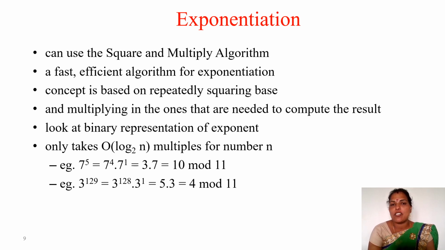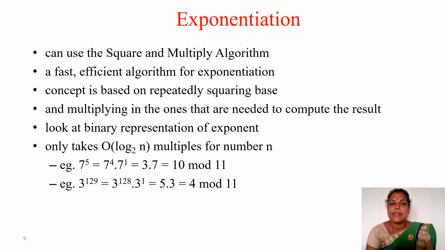This concept is based on repetitively squaring the base and multiplying in the ones that are needed to compute the result. We look at the binary representation of the exponent, and it takes order of log n multiplications. So this is one example, 7 power 5. It is written as 7 power 4 into 7 power 1. Always you have to perform the mod operation: 7 power 4 mod 11 gives 3, then 3 into 7 mod 11 gives the value.